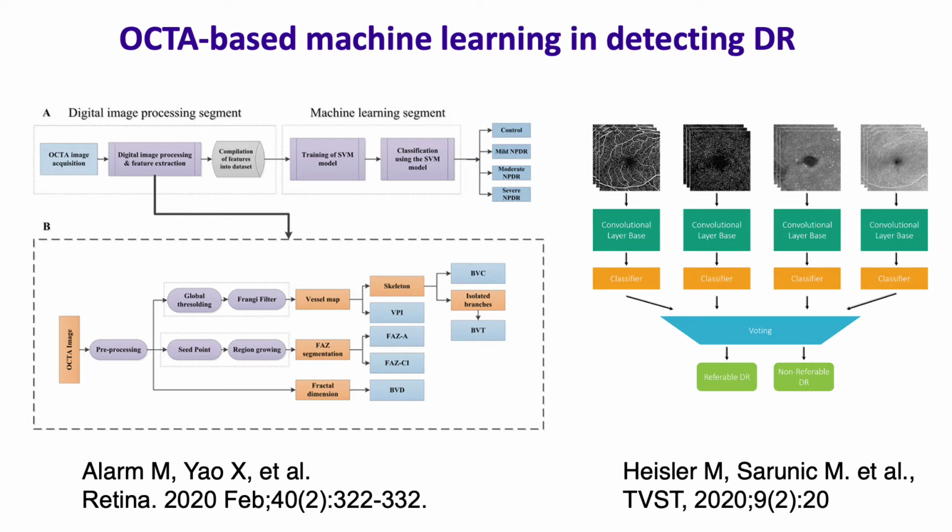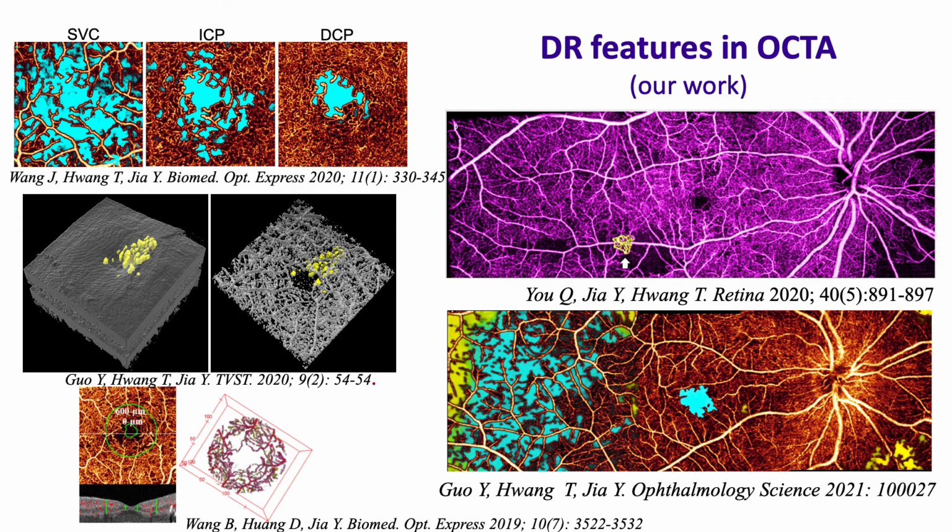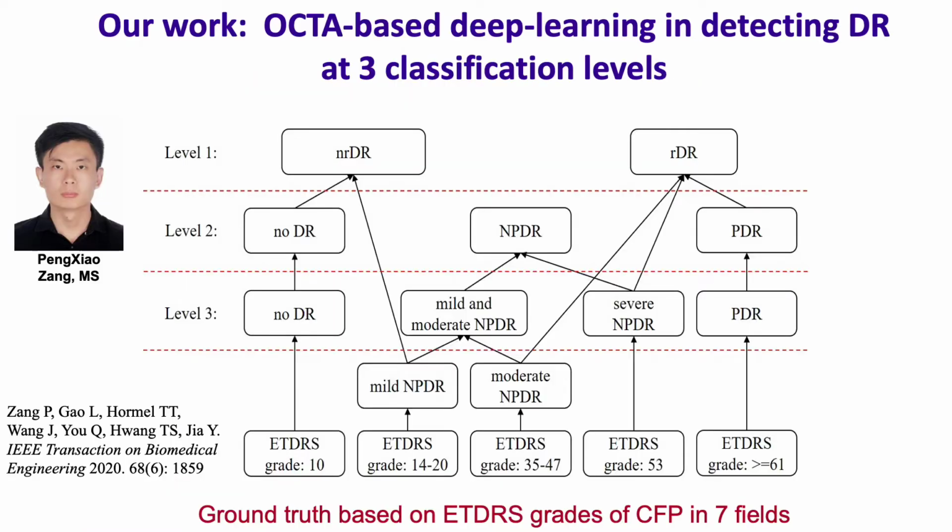ensemble networks. Our group has been very diligent developing novel DR features based on OCTA. All of these features help us understand OCTA potentials in diagnosis of DR. So OCTA based on deep learning assisted DR detection is also our interest.